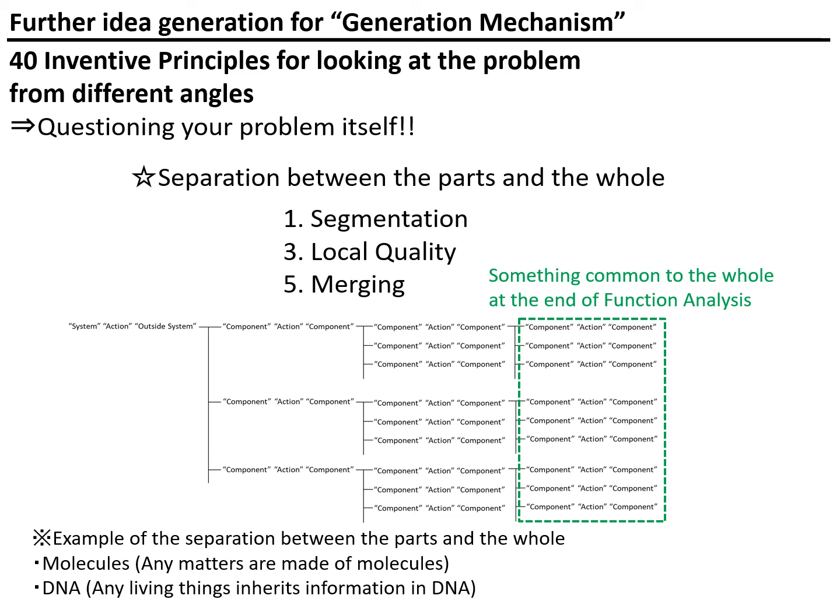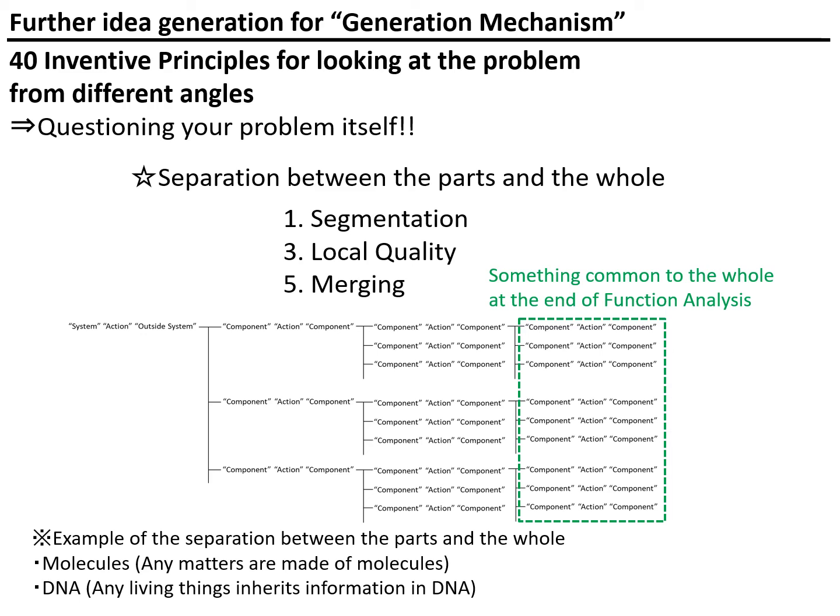Then you may come up with something. It deserves to ask yourself about separating things between the parts and the whole. So these three inventive principles could be referred to. Think about separating things, the part and the whole. It may be a little bit difficult for you to understand what is the separation between the part and the whole, so let me show you an example of how people may separate things between the parts and the whole.